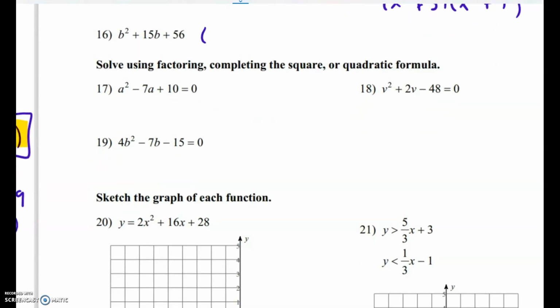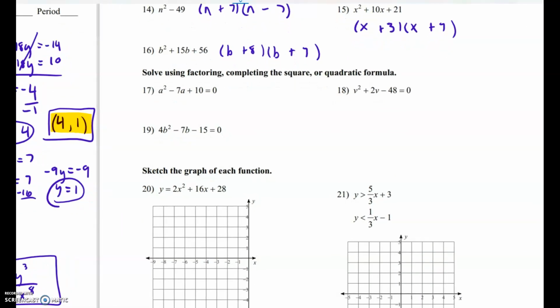All right, number 16, I'm going to set it up again. To get b squared, it's going to have to be b times b. And then factors of 56 to add to get 15, plus 8, plus 7. If I multiply that out, that should work.